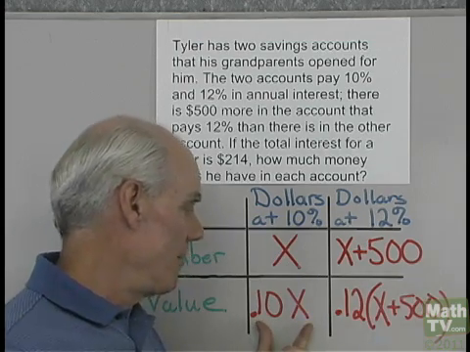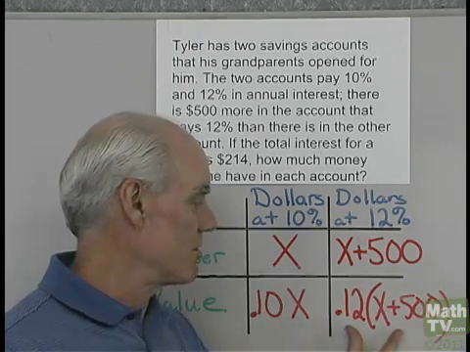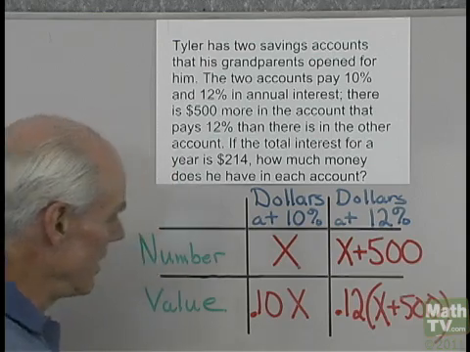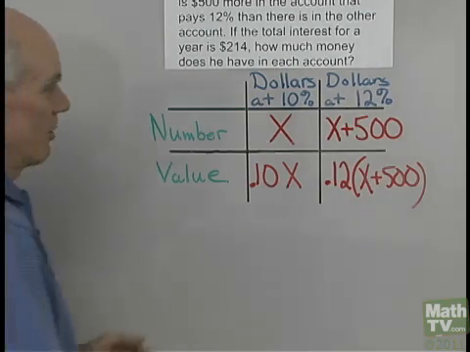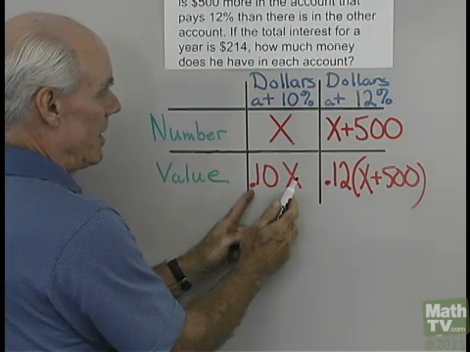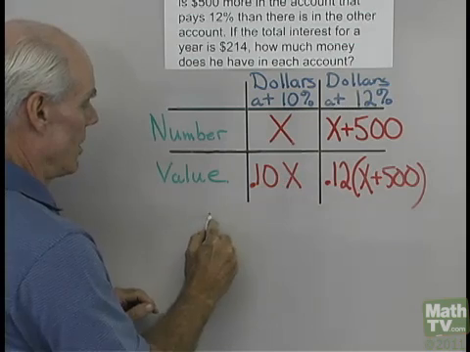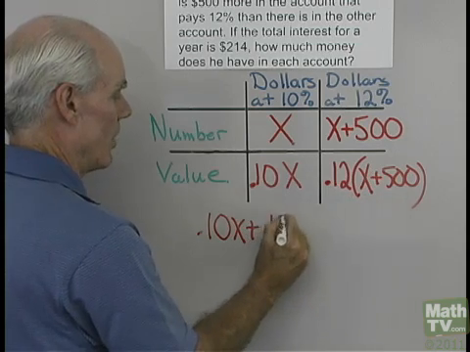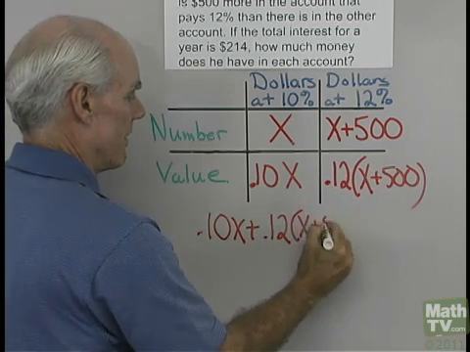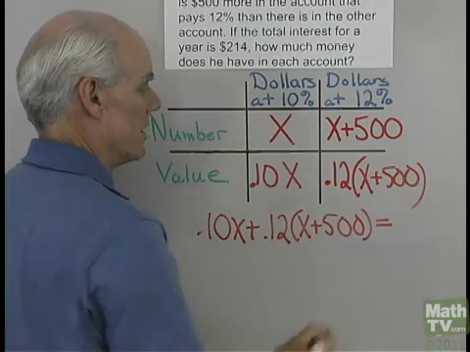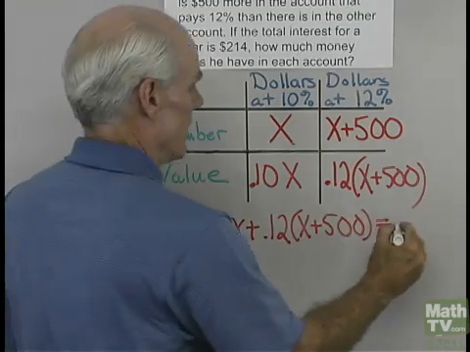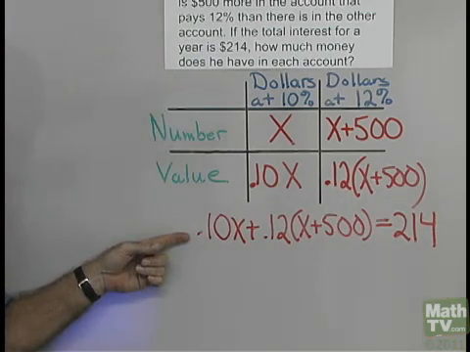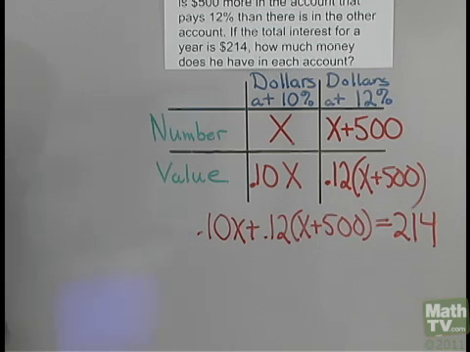So here is the amount of interest earned in the one account plus the amount of interest earned in the other account, and I know that that has to add up to $214. So let's move the camera so that I have room to write an equation. I'm going to say the amount of money earned in interest in this account, which is 0.10x, plus the amount of money that's earned in interest in this account, 0.12 times x plus 500, has to come out to be the total amount of interest earned on the account, which is going to be $214. So here I have an equation that describes the situation in the problem.